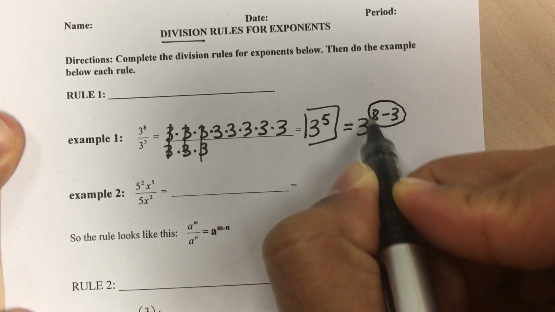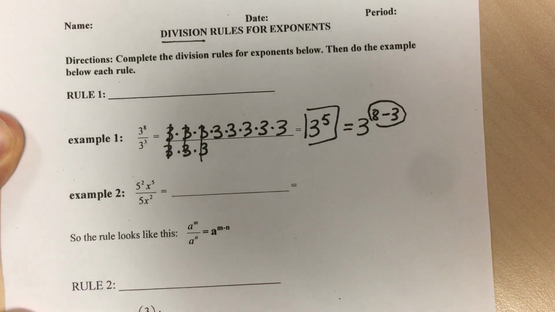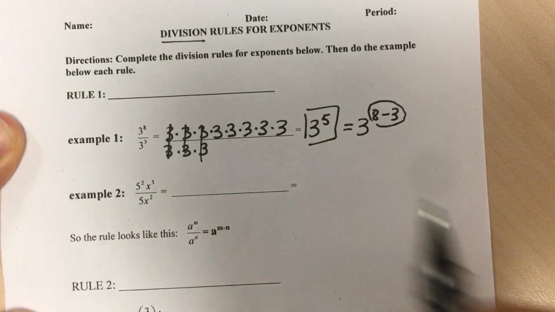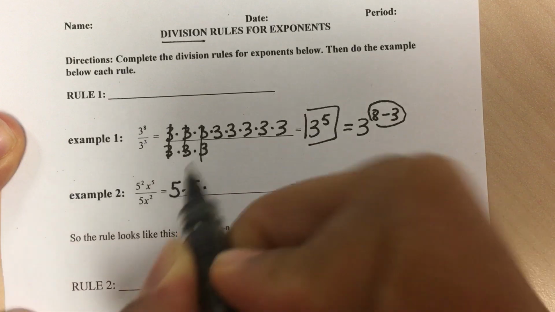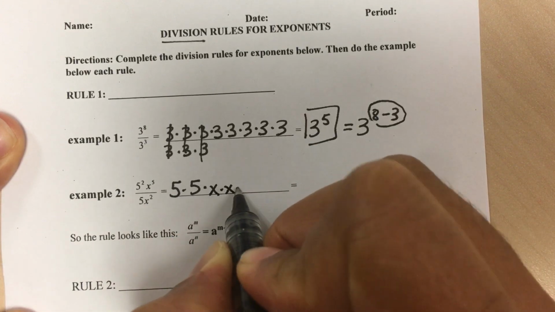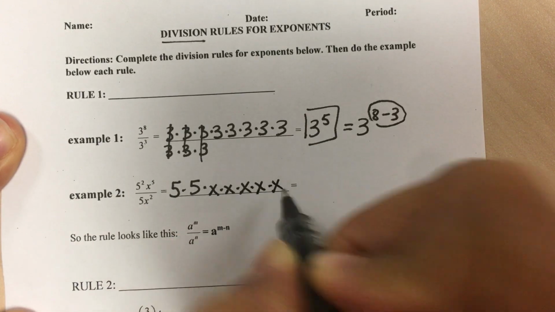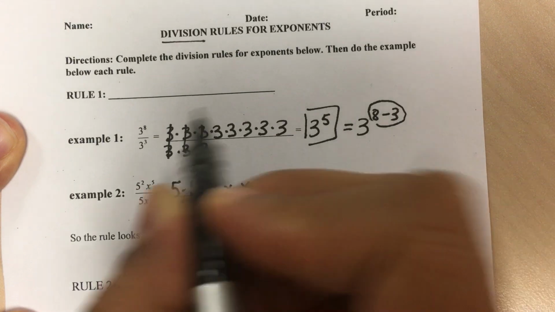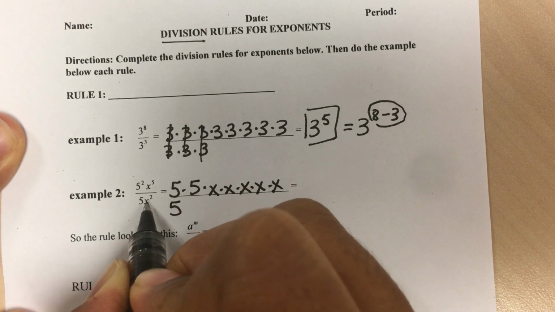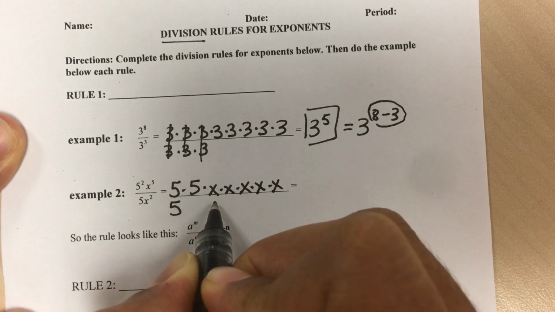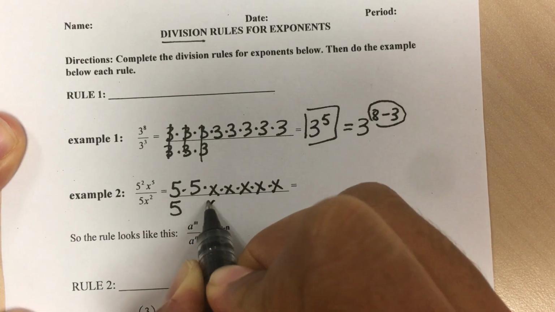But look at this. Let's see if that happens again in this next example. So we've got 5 squared, 5 times 5. X to the 5th power, let's expand it out. 5 powers of x. On the bottom, I've got 1 power of 5, and then 2 powers of x. I'm going to make sure I stack my x's so that I can cross them out.